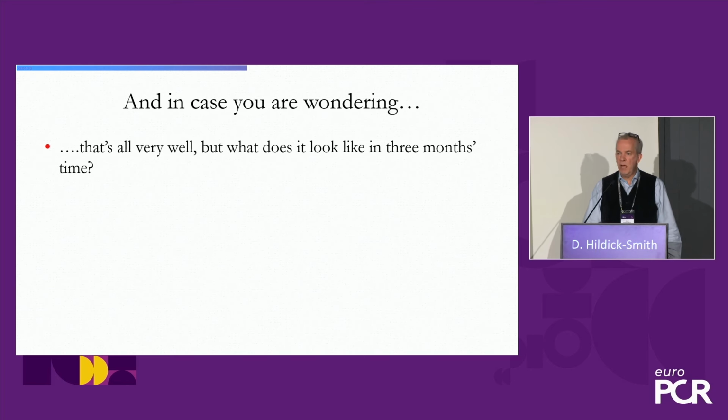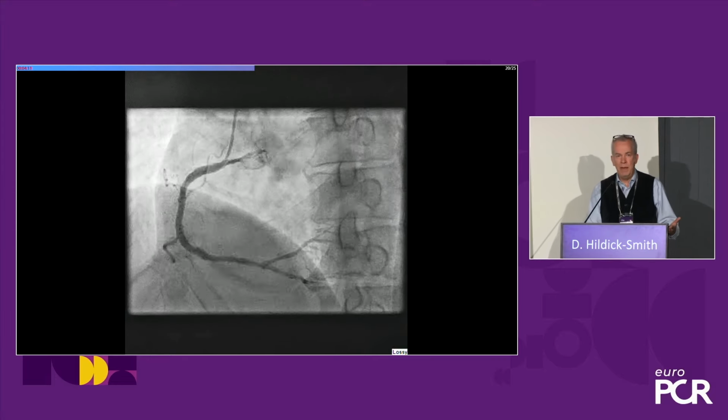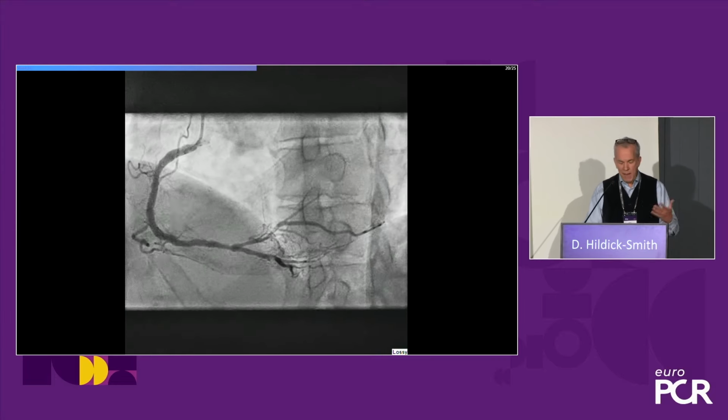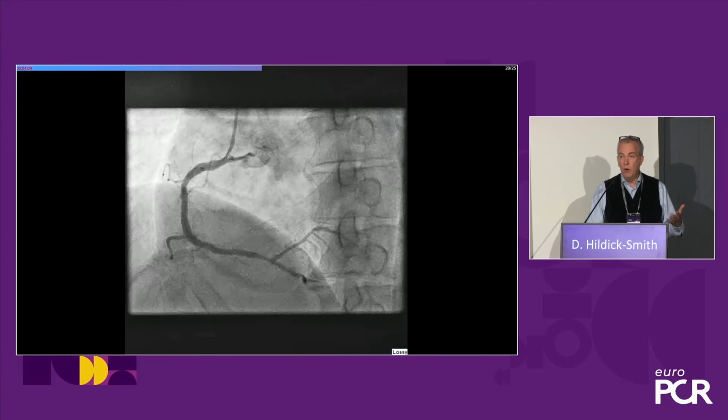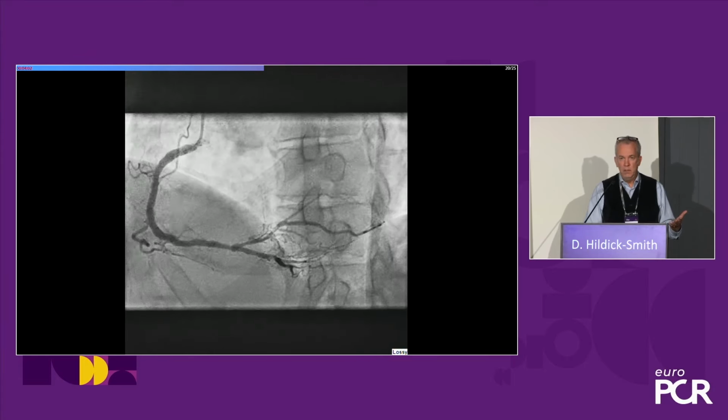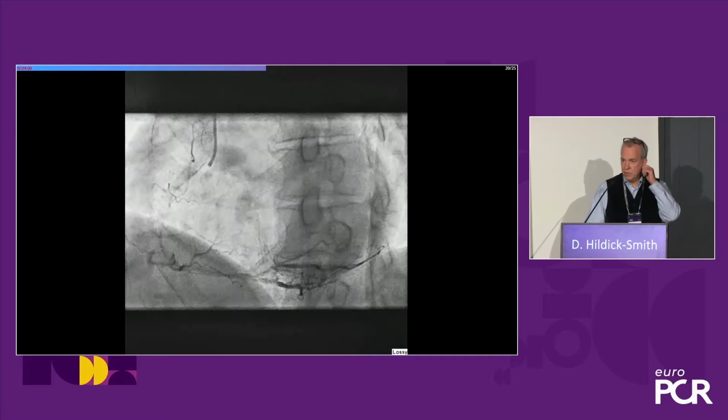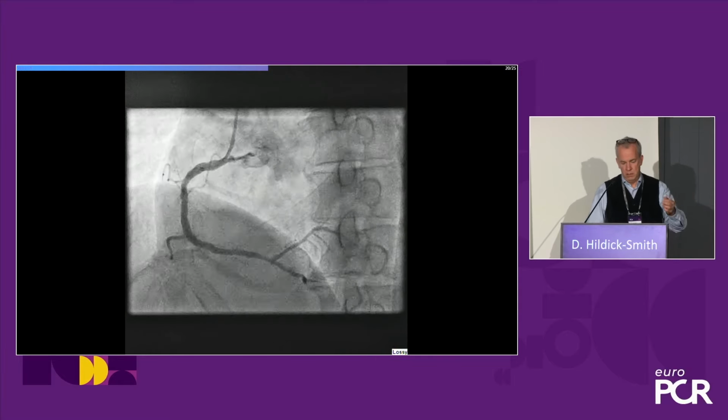And you might say, okay, fair enough, but what does it look like in a few months' time? Is this a durable result? Happily, for me, not for him, the patient came back in 3 months, and here you can see an angiogram of that same vessel. We've had surprisingly few patients come back for clinical episodes.